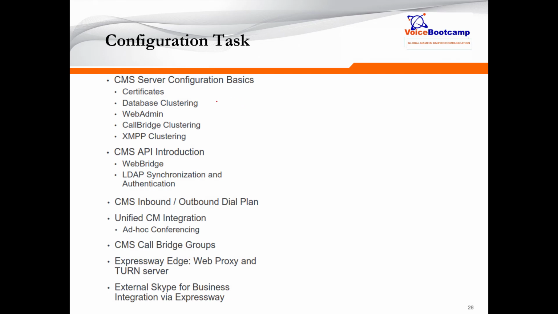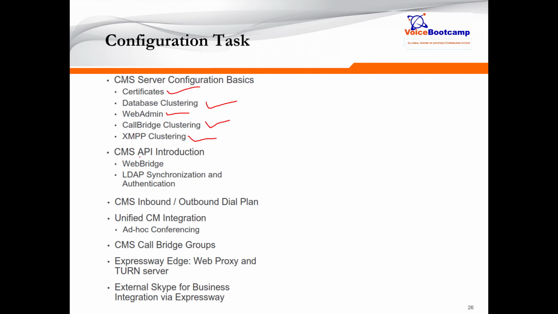So the configuration task is that you follow certain steps in order to configure the system. You will first do some basic configuration on the CMS server, such as defining your necessary certificates, uploading them, and downloading them to the necessary servers, for example, server A and server B, where you must trust the certificate. Create a database clustering, configure your web admin, define your call bridge if you are going to do web audio and video conferencing. If you have the Cisco Meeting App, the meeting server application, you must configure the XMPP as well.